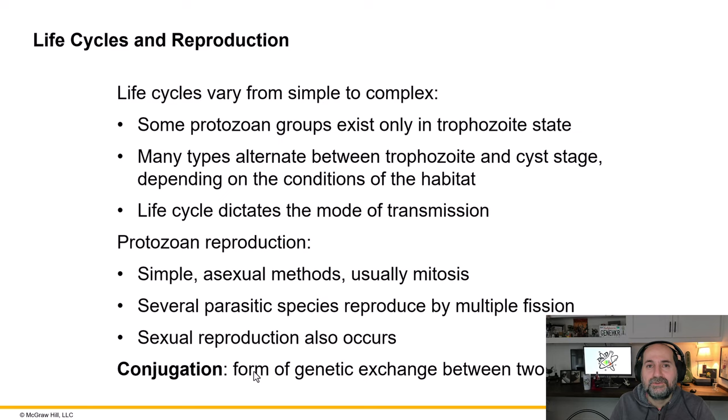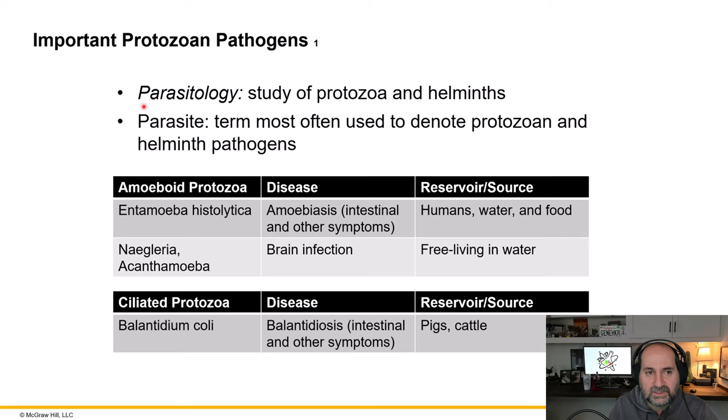Now, when it comes to how these protozoa reproduce, there are asexual methods, usually through just mitosis. The cell will undergo mitosis and divide asexually, or two different cells can sexually reproduce via conjugation, where there is a form of genetic exchange when two cells come together and conjugate. And remember, some protozoa can be pathogenic, and the study of parasitology is the study of these parasites, these protozoa and helminths. Remember, helminths being worms. We can study how these protozoa and helminths cause disease. The parasite is the term for the protozoan or the helminth pathogen.